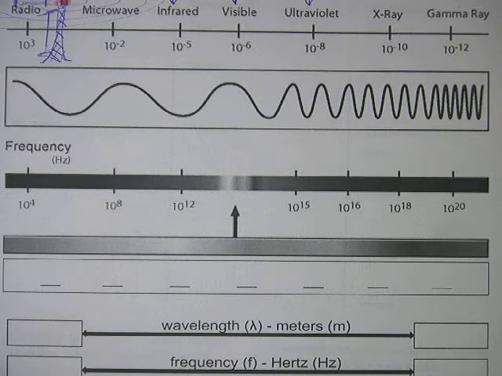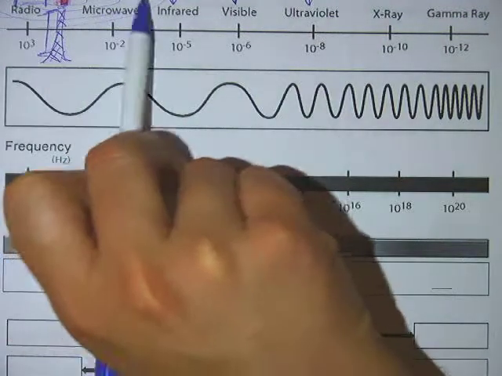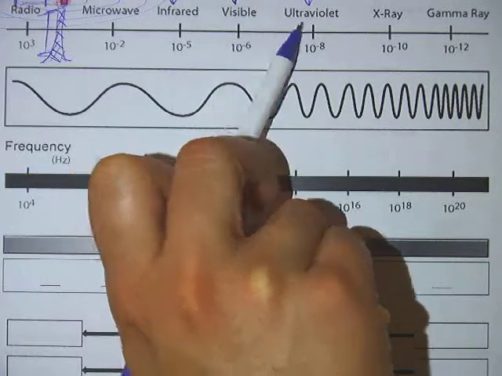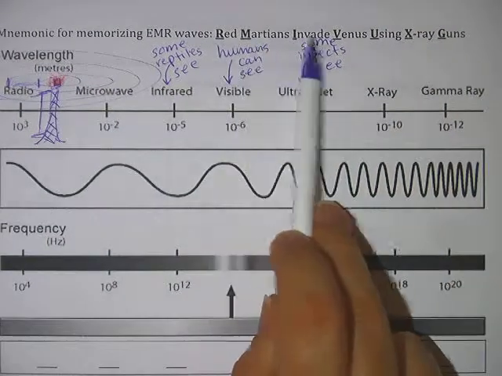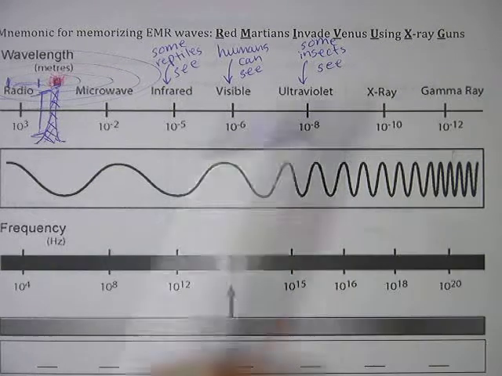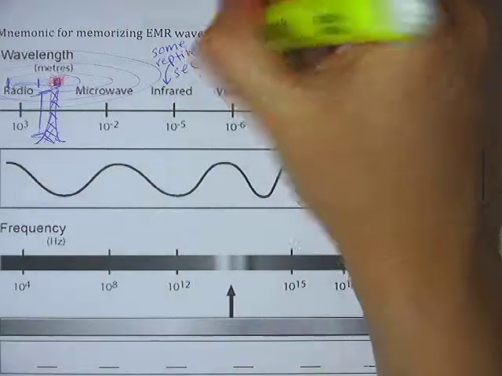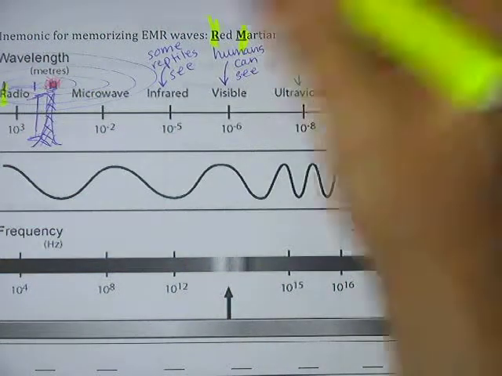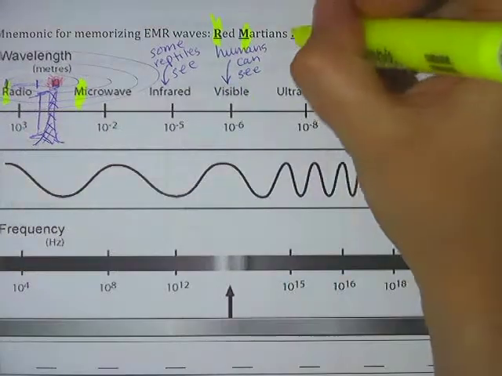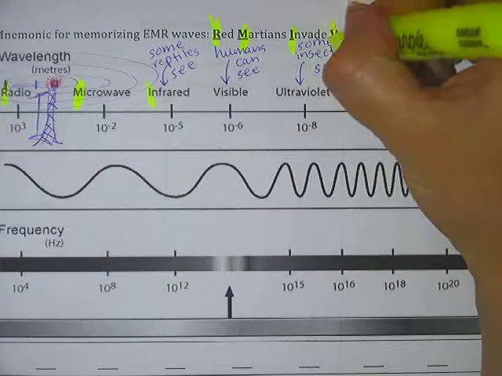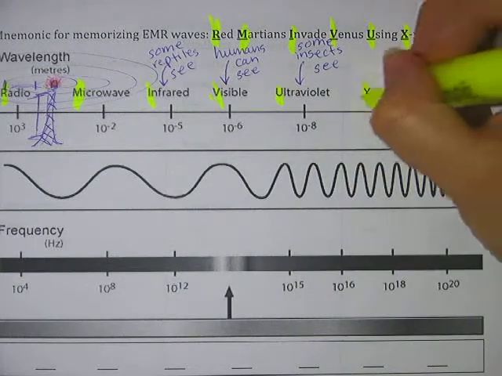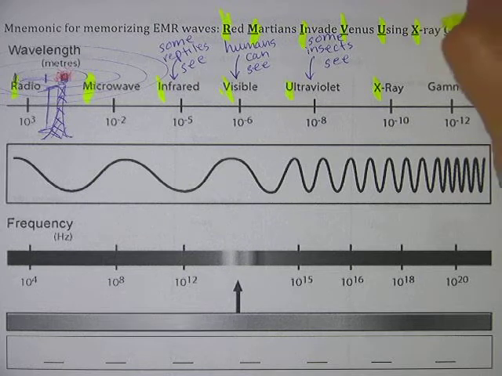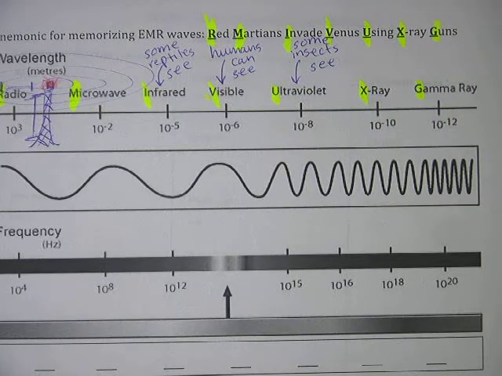And we have a mnemonic device for helping us figure out what order these go in: radio, microwave, infrared, visible, ultraviolet, X-ray, gamma ray. The mnemonic device we use is red Martians invade Venus using X-ray guns. Red for radio, Martians for microwave, invade for infrared, Venus for visible, using for ultraviolet, X-ray for X-ray, and guns for gamma ray. So that's how you can remember what order they go in.